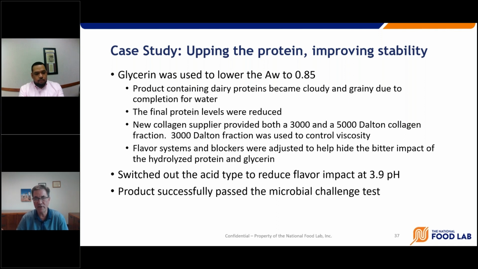Finally getting down to the 3.9 pH, right? From there, you look at it and say, all right, will this pass the microbial challenge test? Will it handle incidental contamination? We're now at 3.9 pH, under 0.85 water activity, with still potassium sorbate and sodium benzoate in the solution. The product is shelf stable.